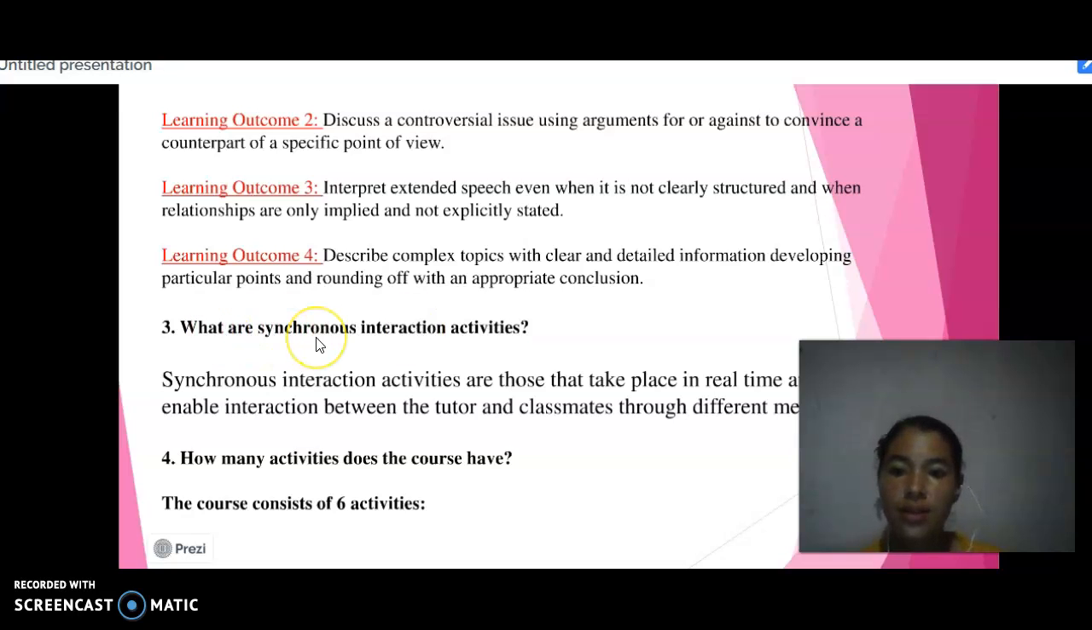3. What are synchronous interaction activities? Synchronous interaction activities are those that take place in real time and that enable interaction between the tutor and classmates through different mechanisms. 4. How many activities does the course have? The course consists of 6 activities.